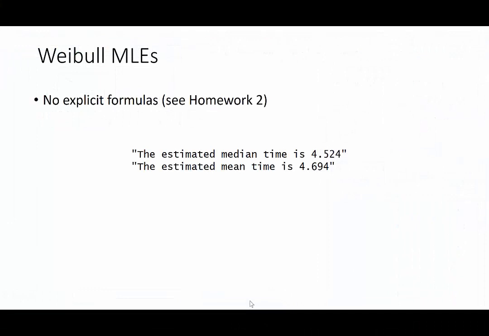Finally, to conclude, we also wanted to compute the MLEs for the Weibull distribution. And since doing so was a previous homework exercise, I'm going to skip that for now and just show you the answers: the median and the mean once again come out to be fairly close to what we saw in the other two distributions. The median is slightly higher and the mean is very close.